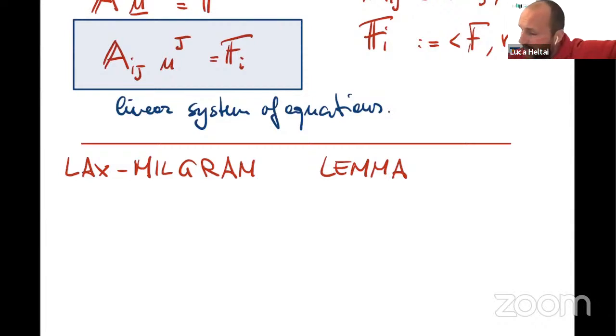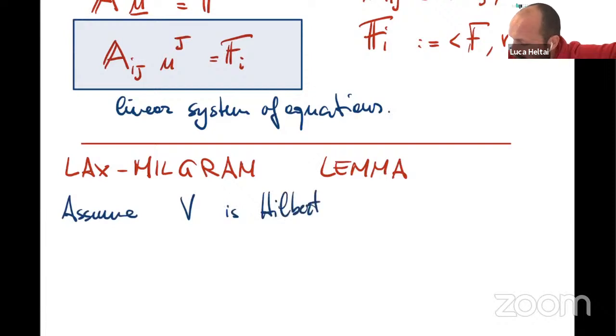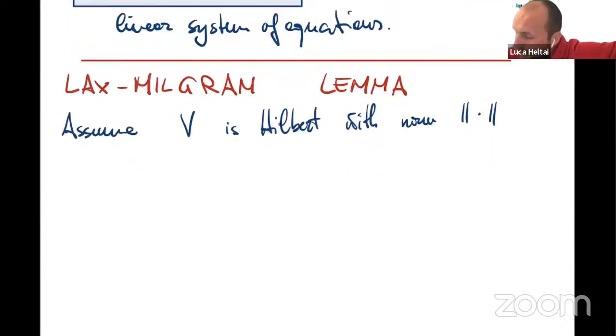Okay, so Lax Milgram lemma. Let's assume V is Hilbert with norm indicated by this. I'm not writing anything here. If you prefer, you can think of this as the V norm, but I'm not writing it just not to have too much noise in the notation. So V is Hilbert with this norm.